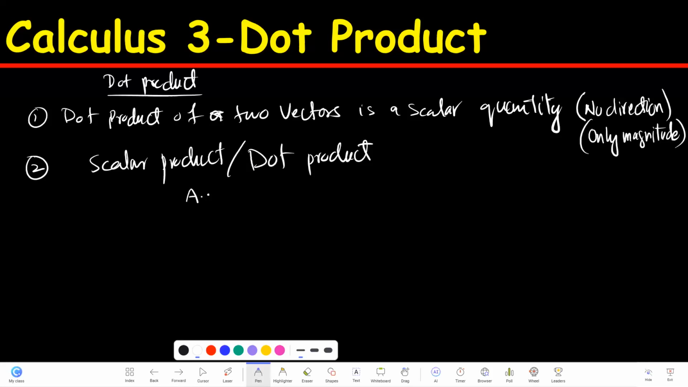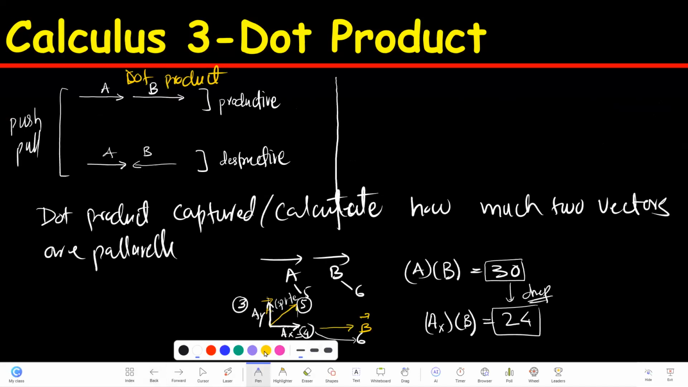A dot B, and the formula is A magnitude, then B magnitude, then cos theta. And what is the cos theta? Let me go back here. Theta is the angle between B and this little portion of A. So basically this angle is this.